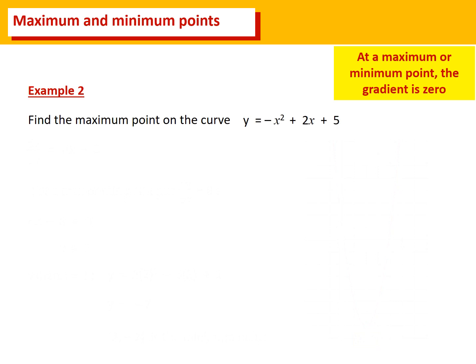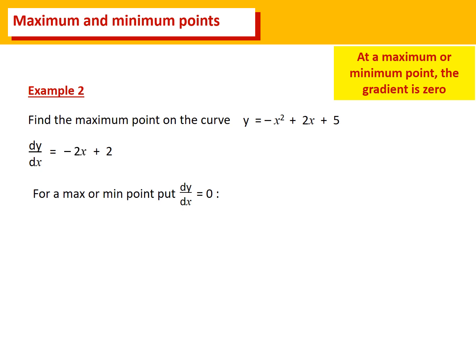In example 2, this time we want a maximum point. The reason why it will be a maximum point, we've got a negative x squared. If our quadratic equation is a negative x squared, it's an N-shaped curve, as you will see in a moment. We differentiate the equation of the curve. Minus x squared becomes minus 2 times x, that's negative 2x. Plus 2x differentiates to just plus 2. And when we differentiate 5, it disappears.